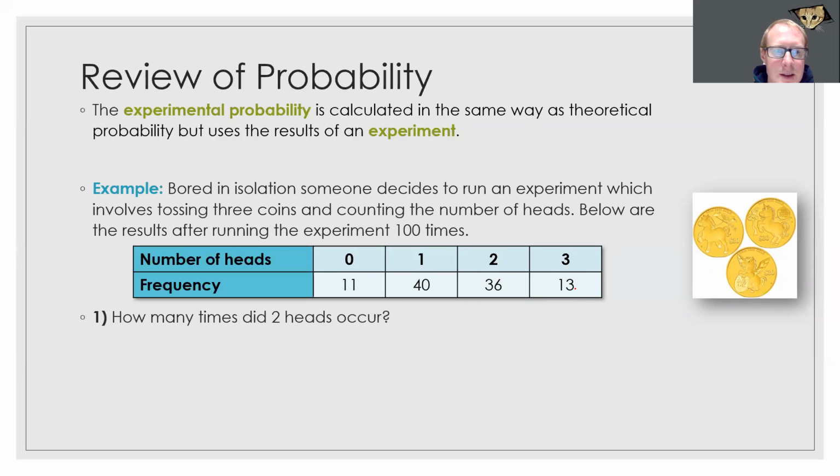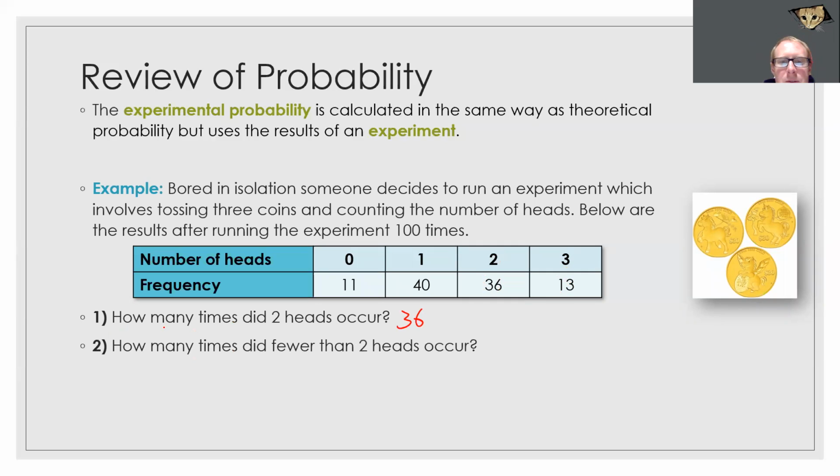So according to this experiment, how many times did 2 heads occur? Well, we can just look at this number here, 36. Now, it's not a probability yet. It just says how many times. So we don't need to write it over any number as a fraction. How many times did fewer than 2 heads occur? Well, that's just 1 head or 0 heads. So we can know that that's 11 plus 40, which is 51.